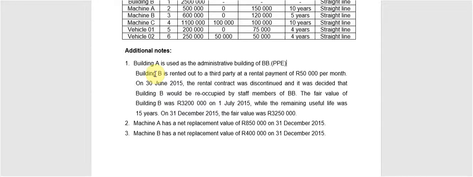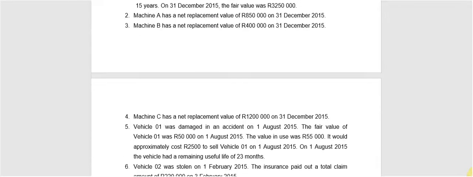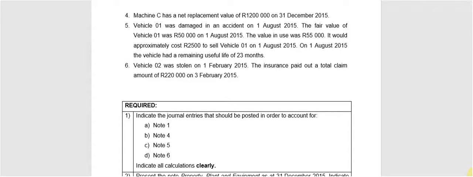The fair value of the building was 3,200,000 Rand on 1 July 2015, while the remaining useful life was 15 years. On 31st December, the fair value of this asset was 3,250,000 Rand. Machine A has a net replacement value of 850,000 Rand at the end of the year. Machine B has a net replacement value of 400,000 Rand at the end of the year. Then machine C has a net replacement value of 1.2 million Rand at the end of the year.